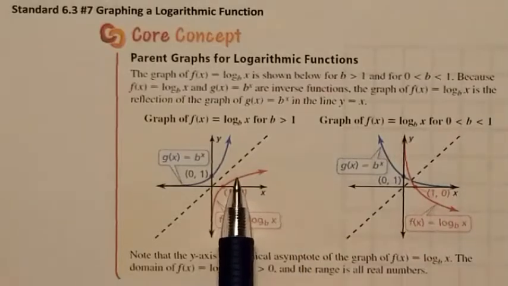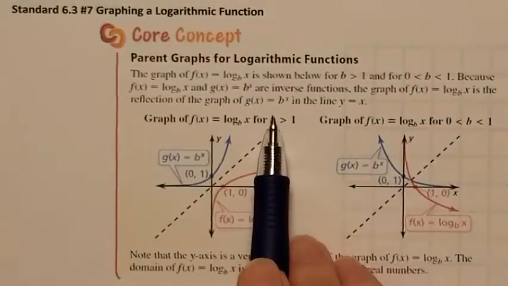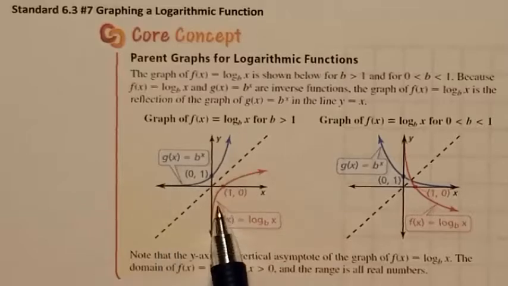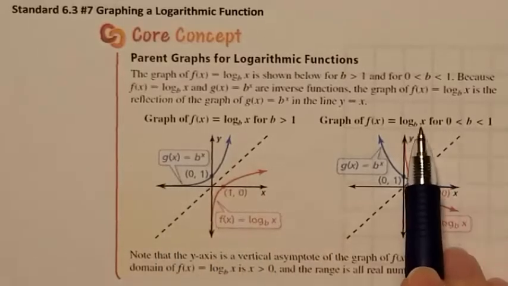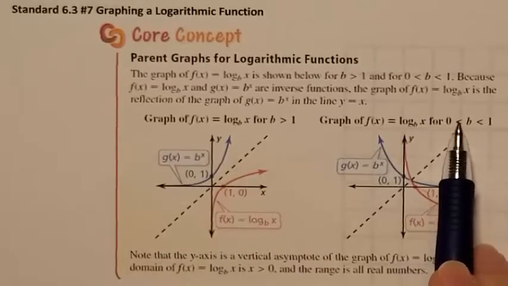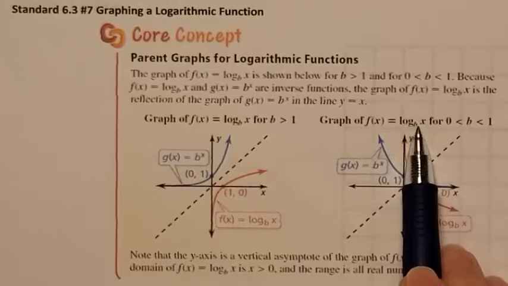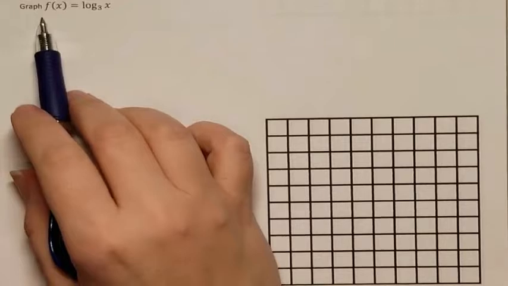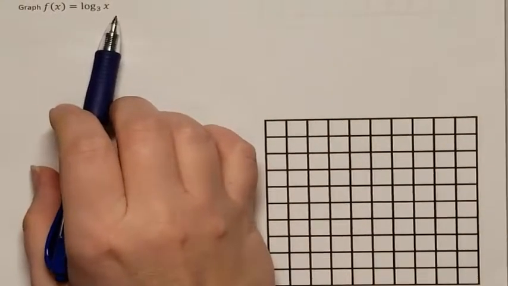Now, when would it look like this compared to this? If your base is bigger than 1, yours will look like this. If your base is between 0 and 1, so it's positive, but smaller than 1, they will end up looking like this. So let's go ahead and take a look at our problem. We are being asked to graph log base 3 of x.